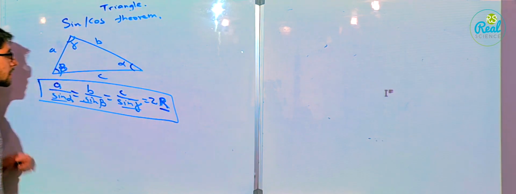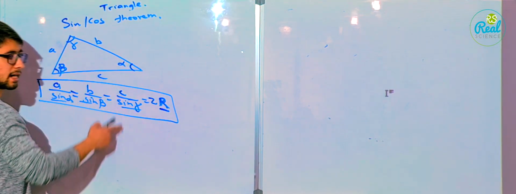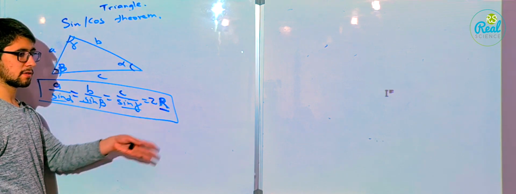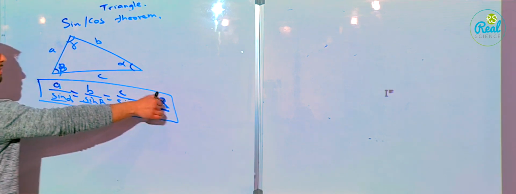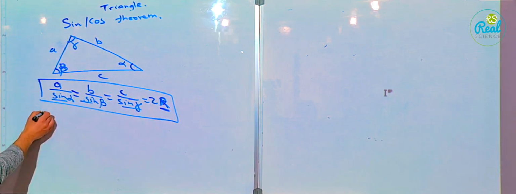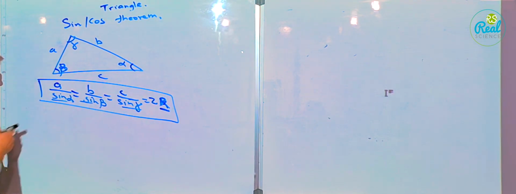So, if the ratio is larger, your twice the radius will be larger too. It means your diameter, right? So, cosine theorem, what does it say?